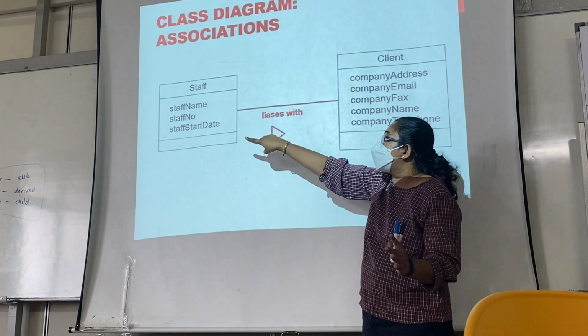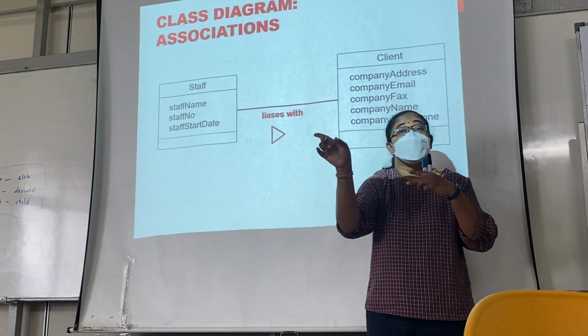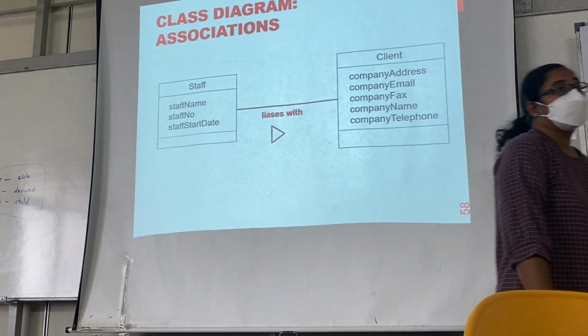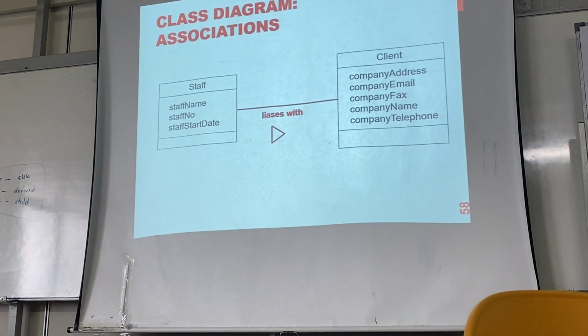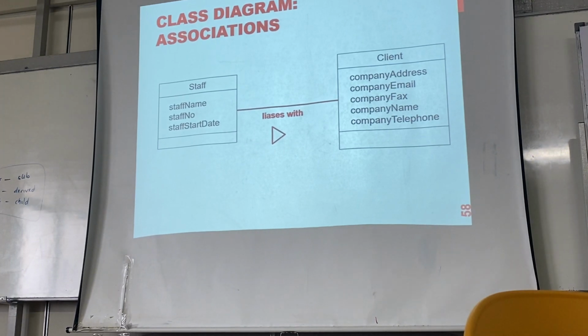When you are putting this, staff liaise with client or client liaise with staff, it shows which direction. So actually this way: staff liaise with client. You understand? To make your association better. Later in your assignment, I seriously want to see something like this.